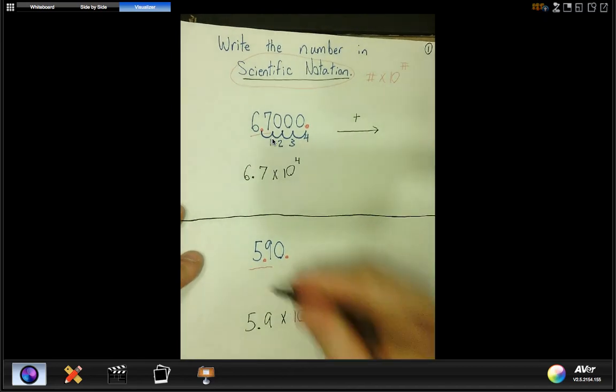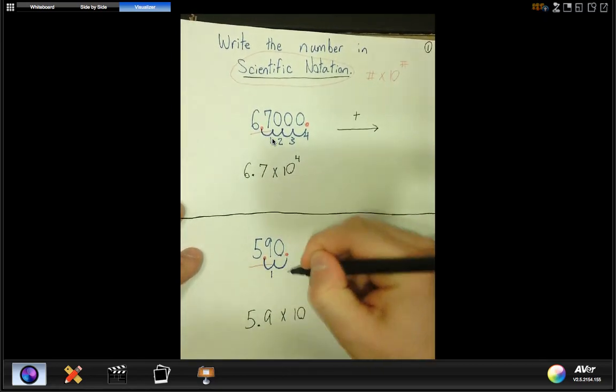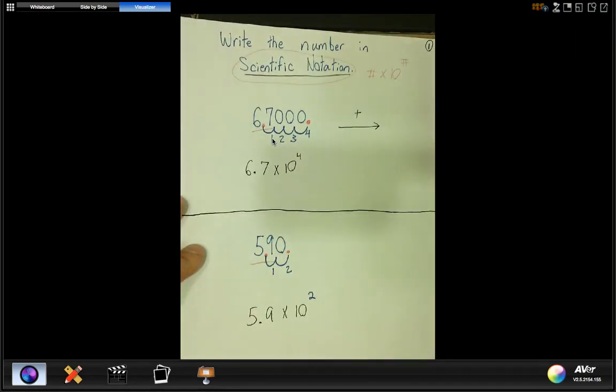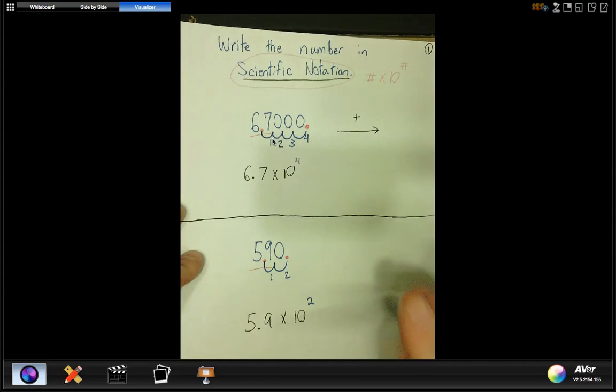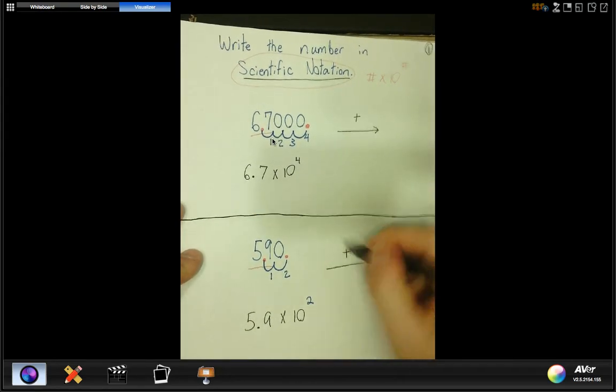Okay, let's move that decimal point. 1, 2. I have 2 peaks. I went to the right, so I know it's 5.9 times 10 to the second. Once again, I went to the right, positive exponents.